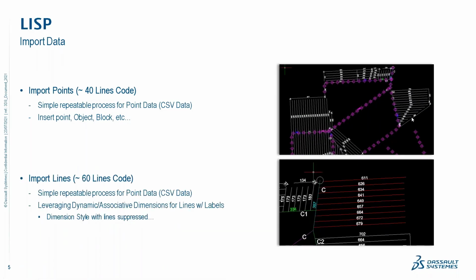So the second example is just to bring in the points, but in this case, I'm going to bring in an X and a Y. I'm going to bring in a line and a little bit more code, but the difference here is I'm going to do a little trickery, which is I'm going to place a dimension as the label.